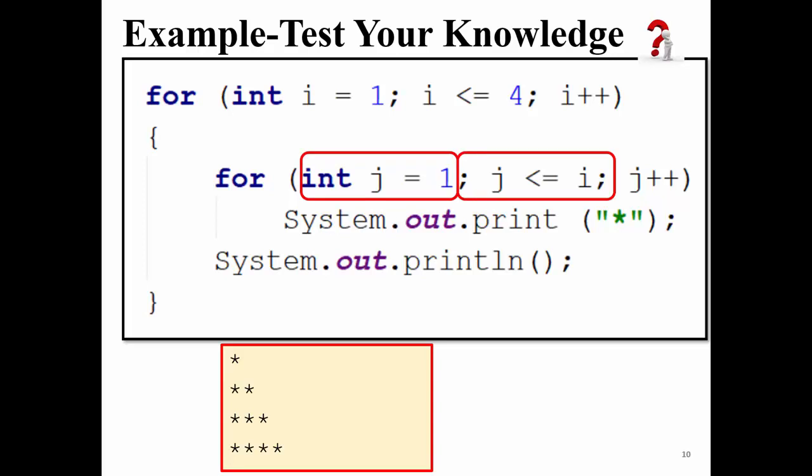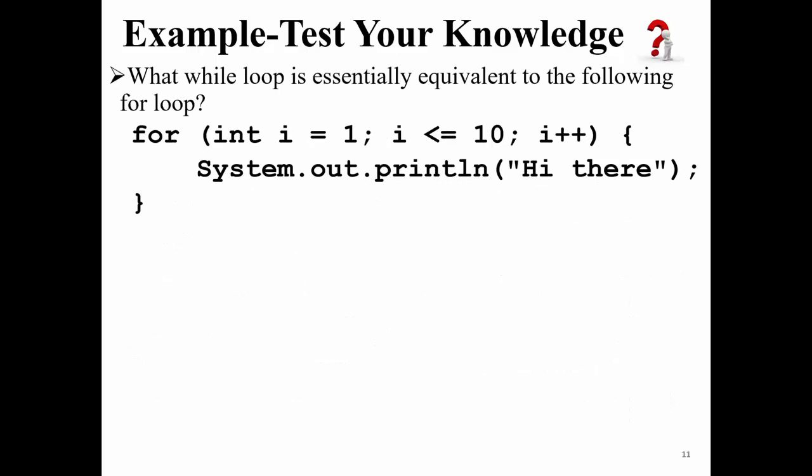J is equal to 1, and the condition here is j less than or equal to I. Sometimes it's good to be able to use different loop statements. So we have do whiles, we have while loops, and we have for loops. And it's good to see if the students understand all of these loop statements by giving them, let's say, a while loop and asking them to generate a for loop equivalent to this while loop.